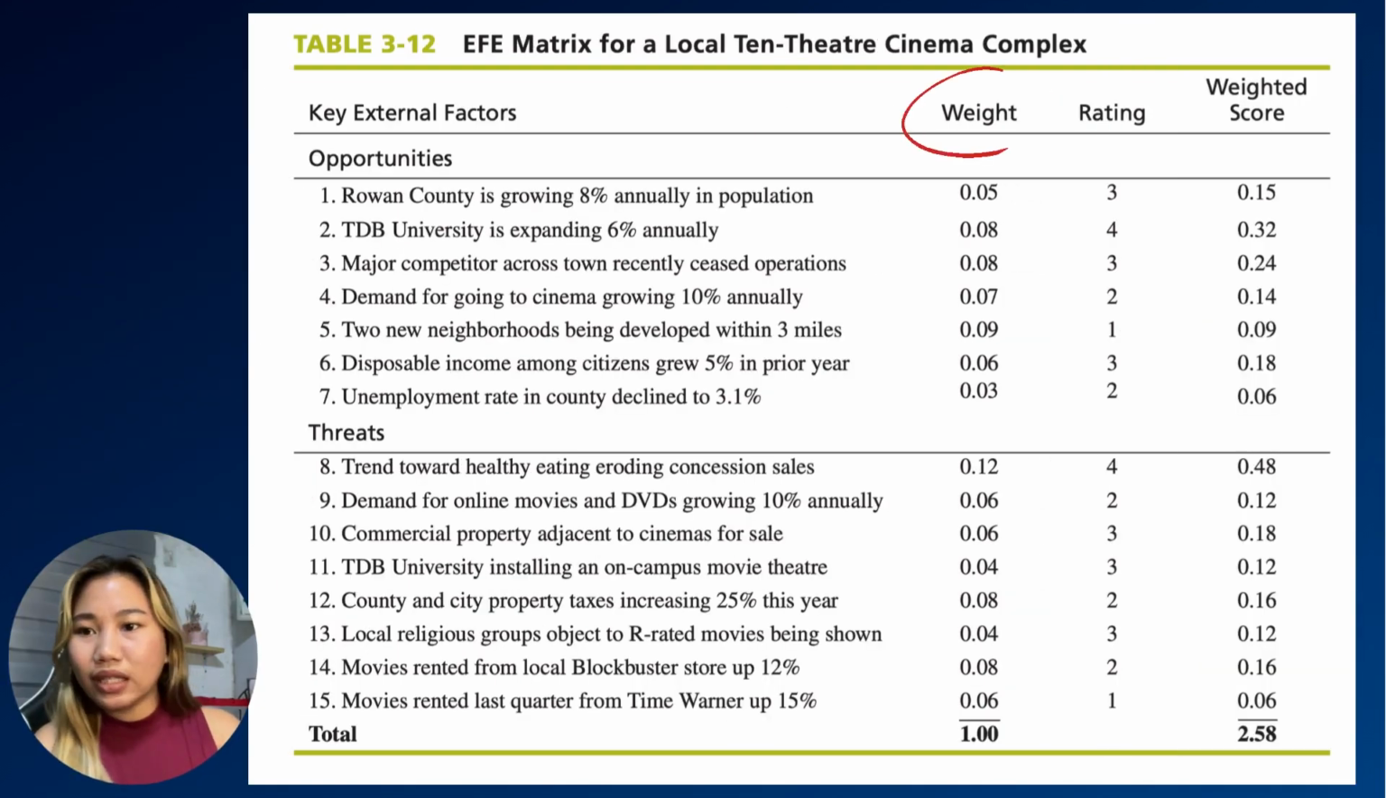Next is the weight. Each key factor should be assigned a weight ranging from 0.0, low importance, to 1.0, high importance. The number indicates how important the factor is if a company wants to succeed in an industry. If there were no weights assigned, all the factors would be equally important, which is an impossible scenario in the real world. The sum of all the weights must equal 1.0.